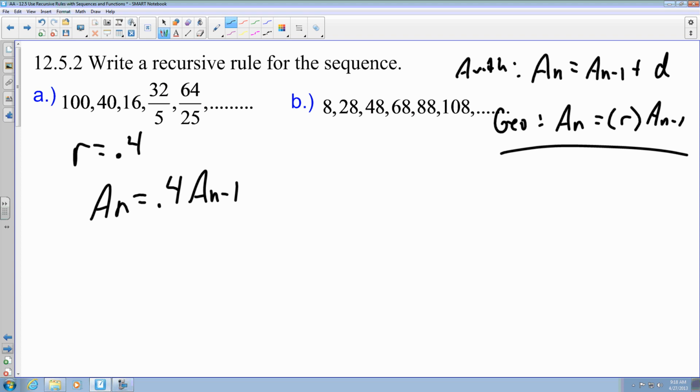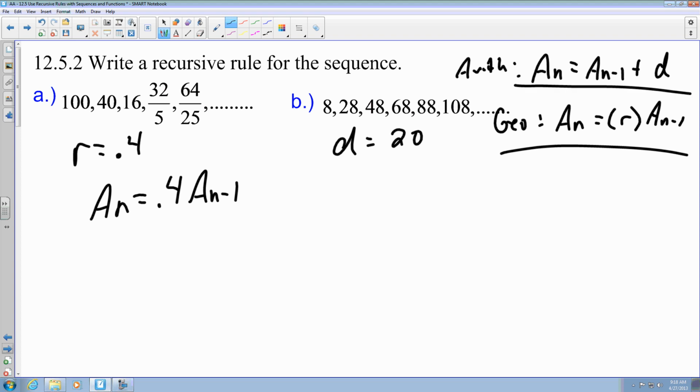For B, let's see if it's geometric first. 28 divided by 8 gives me 3.5. 48 divided by 28 gives me about 1.7. So it's not geometric. So let's see if it's arithmetic. 28 minus 8 gives me 20. 48 minus 28 also gives me 20. And 68 minus 48 is also 20. So this one is an arithmetic sequence with the common difference being a positive 20.